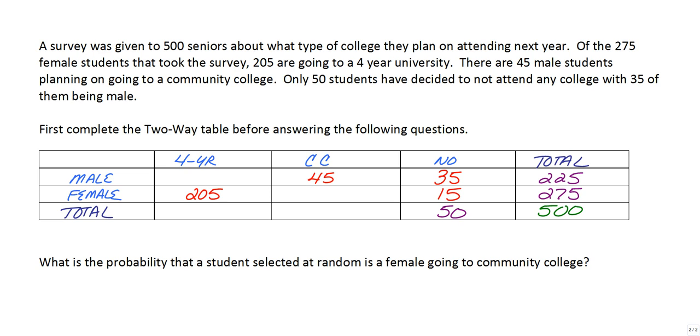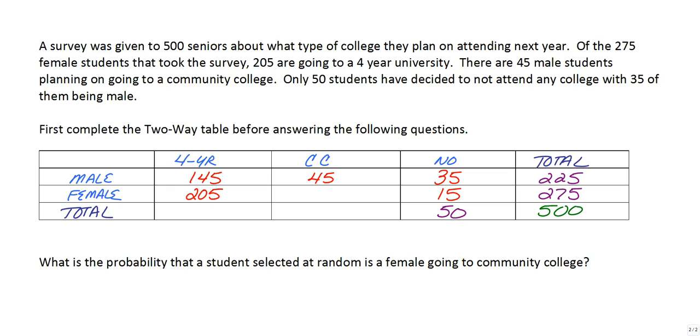Now we can look at the total number of males and females and decide that if 225 of the students are male, 35 are not going, 45 are going to a community college, that leaves 145 males that are going to go to a 4-year university. And we can also look at females.